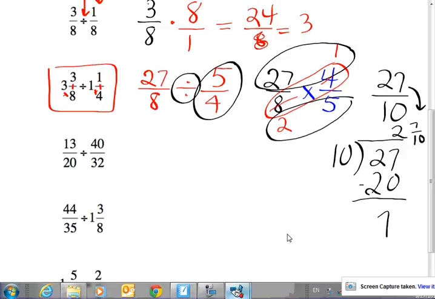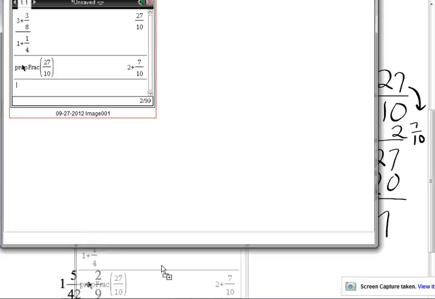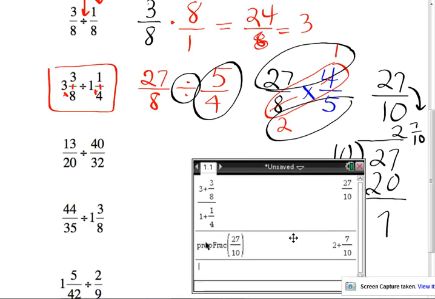Okay, let's see. There it is. I'm getting used to that. So there it is.